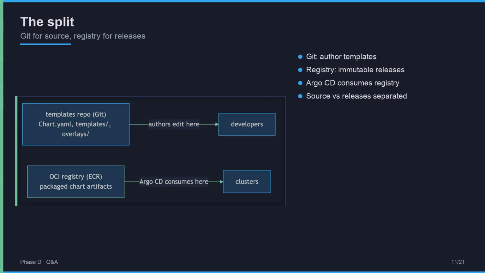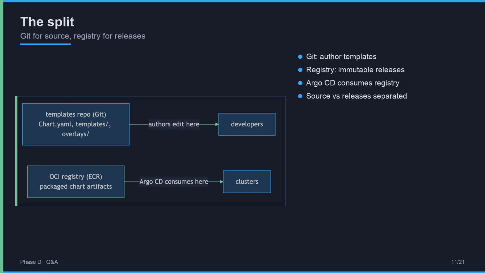See the split. Developers edit the templates repository in Git. On release, charts are packaged into the OCI registry. Argo CD and the clusters consume from the registry. The two never mix, authoring happens in Git, consumption happens from the registry.